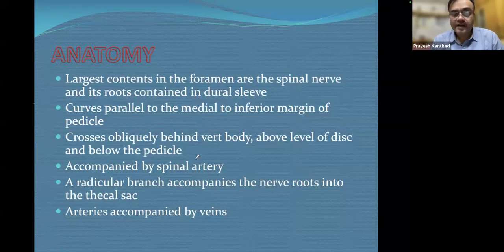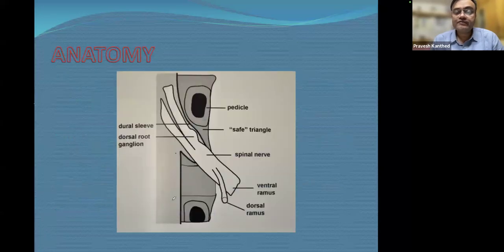It is accompanied by the spinal artery. Obviously, wherever there is a nerve, there will be a vascular bundle as well, so arteries and veins are also there. A radicular branch accompanies the nerve roots into the thecal sac, and these arteries are obviously accompanied by veins. You can also see this bulb-shaped structure, which is basically the dorsal root ganglion. This is the dorsal rootlet, and this is the ventral rootlet. They join to form a spinal nerve.